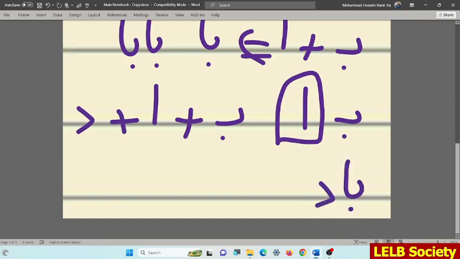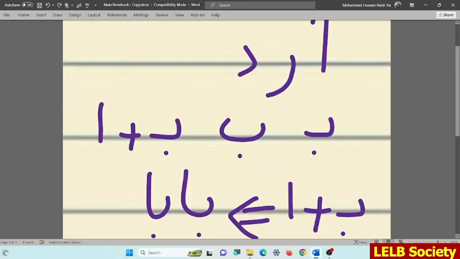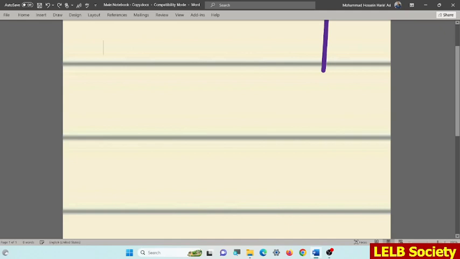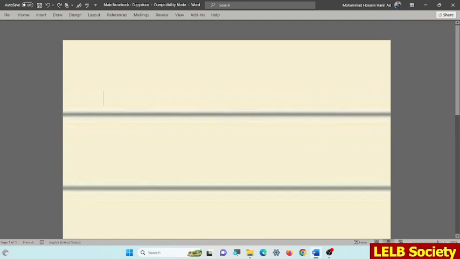Bod in Farsi means wind. Wind. Bod. Again, B A D. Bod. All right, so let me erase my word. The fifth word is bar. B plus A plus re. Bar.